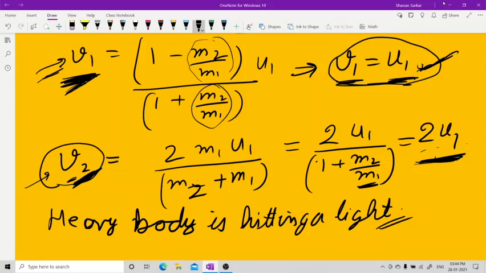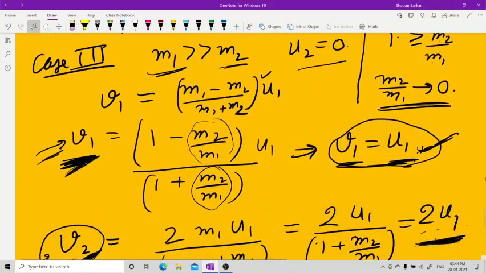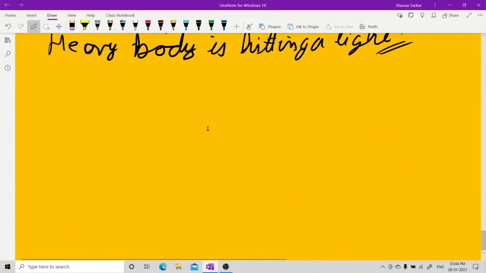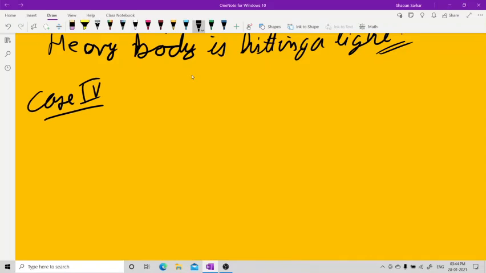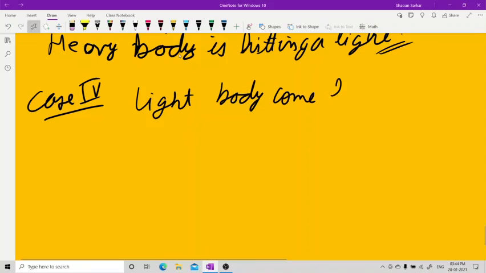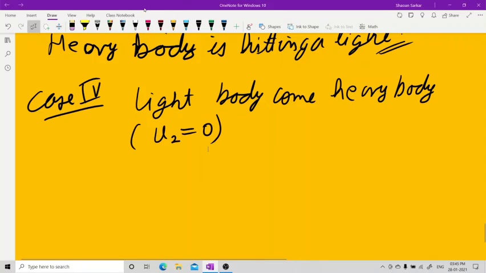Now the next case is case number 3. I think this is the fourth case. Case 3, case 4. Yes, we are going for case 4. Case 4 is where a light body comes and hits a heavy body at rest. That means U2 is 0, U2 is given as 0. So you will have M1 U1 plus M2 into 0, which hardly matters. This is going to become M1 V1 plus M2 V2.